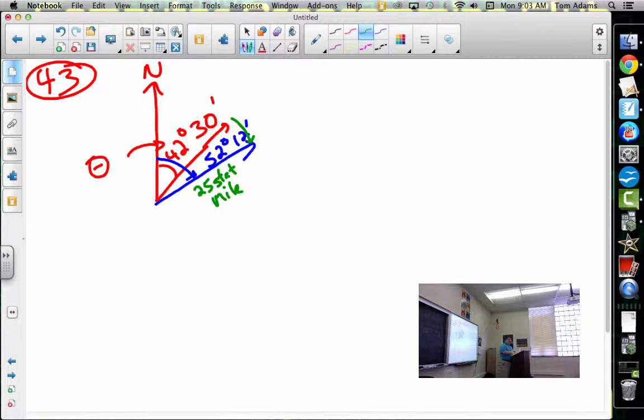How would I find the length? What does that little green line represent? We just did it. Anybody want to share? Anyone? Nobody? Is that an arc length?